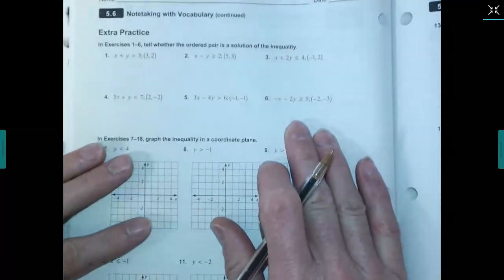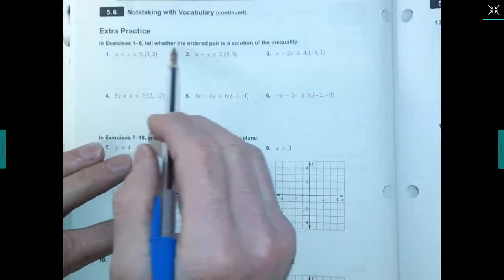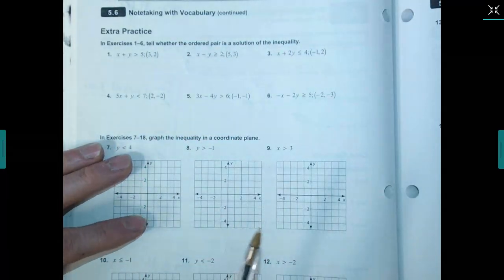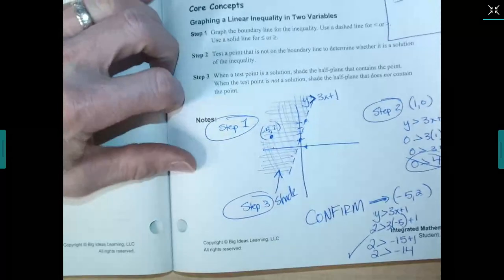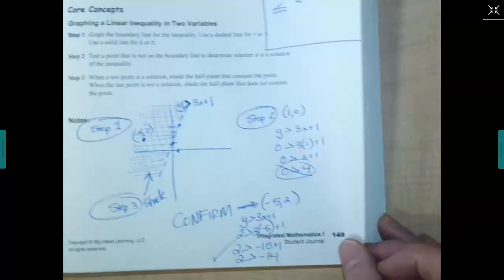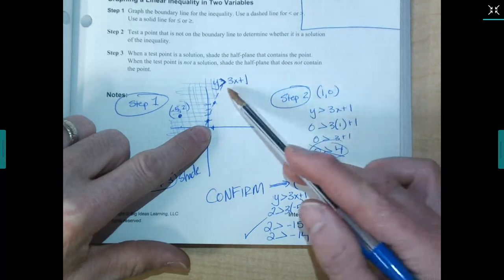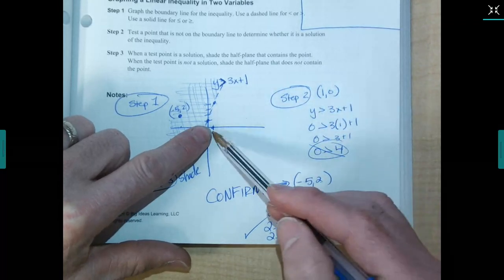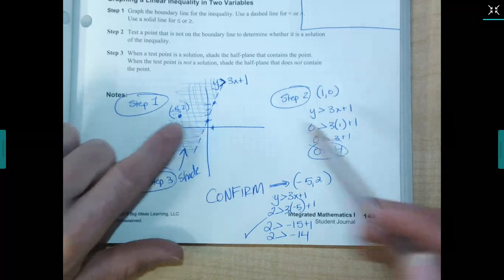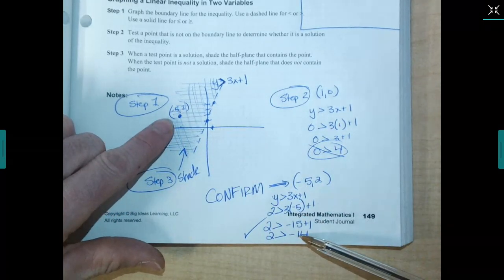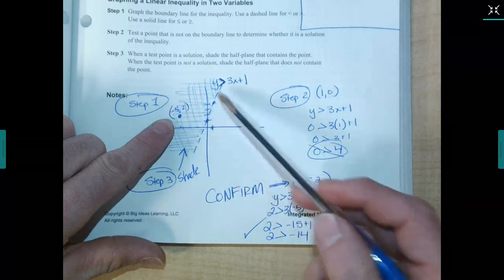Alright, number 1. Tell whether the ordered pair is a solution of the inequality. So we just did that essentially when I checked right here. I was checking to see if this ordered pair, 1, 0, was a solution to this. And I found out that that was not a solution. Then I took this ordered pair and I plugged it in. And I found out that that was a solution. So there we have our solution.